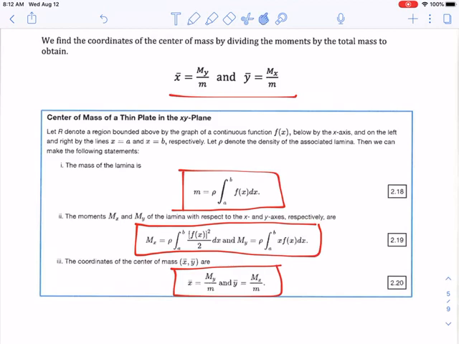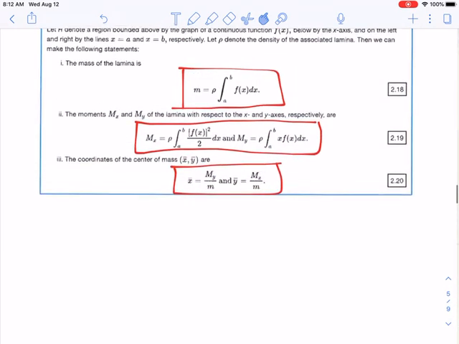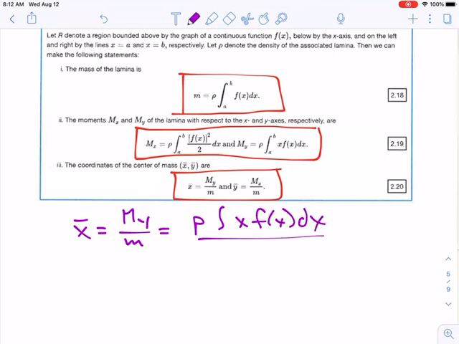All right, let's do a problem. Oh, before we do a problem, I do want to mention something here. It'll be kind of useful. When we're finding x bar, you'll notice that we're doing m sub y divided by m. And so notice that m sub y is rho times the integral of f of x dx. And then the mass is rho times the integral, and I know I'm leaving off the a and the b, of f of x dx.